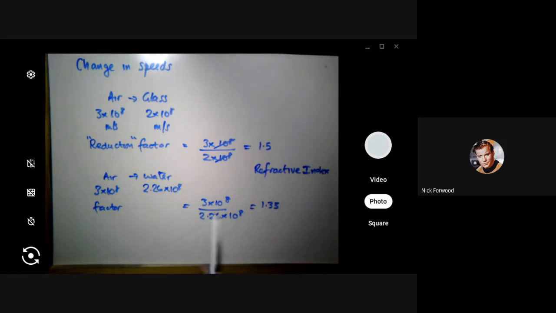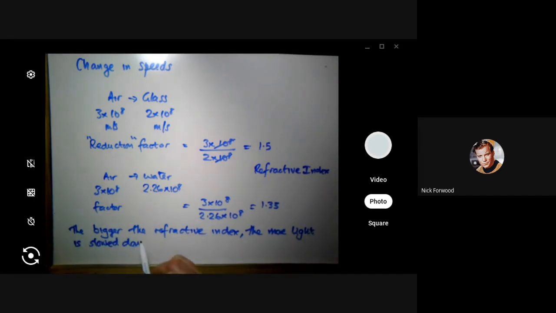So the refractive index tells you how much the speed is reduced. The bigger the refractive index, the more light is slowed down. That's an important thing to remember. The bigger the refractive index, the more light is slowed down.